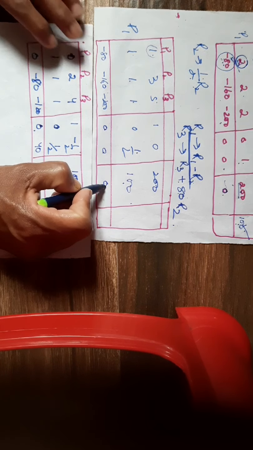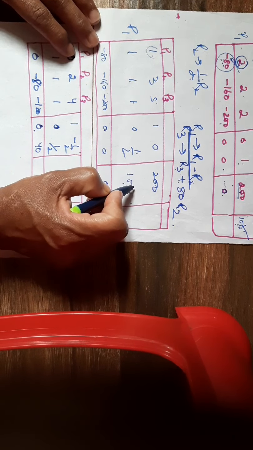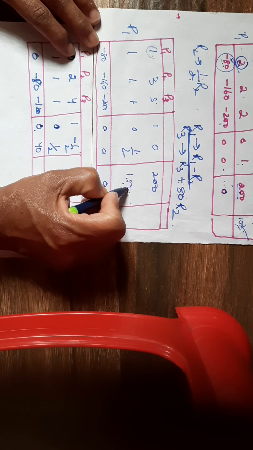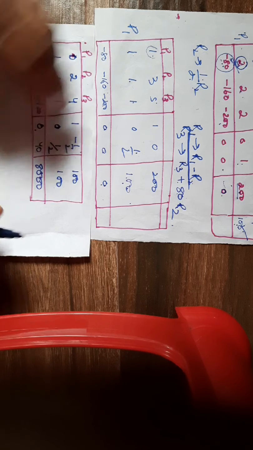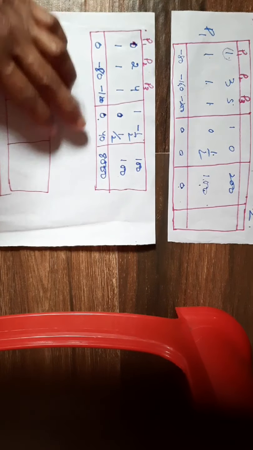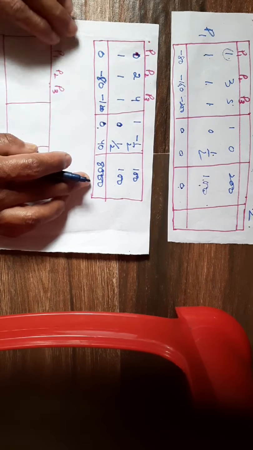So 40 plus this 0 will become 40 here. And this one, the initial value is 0, but now you multiply by 80. 80 into 100 will become 8,000. 8,000 plus 0 will become 8,000. So here the new simplex table will be this one.